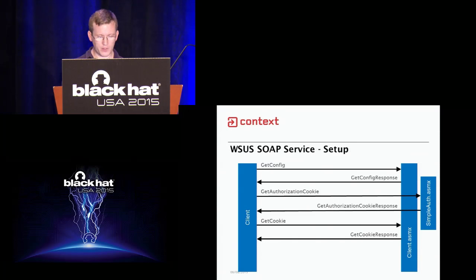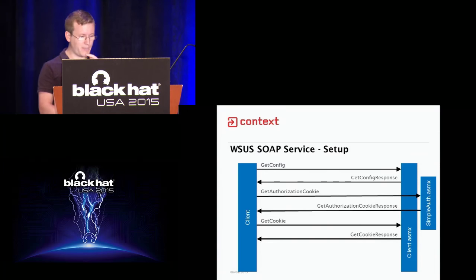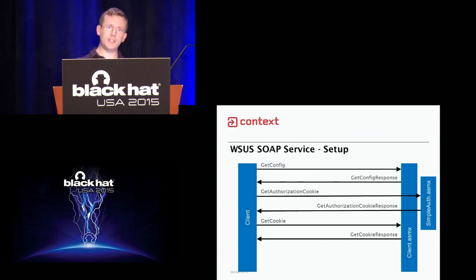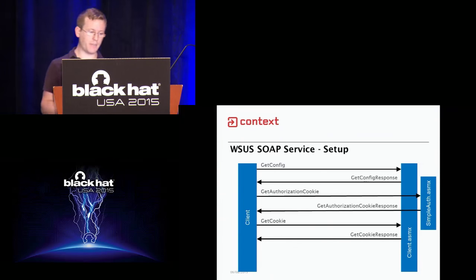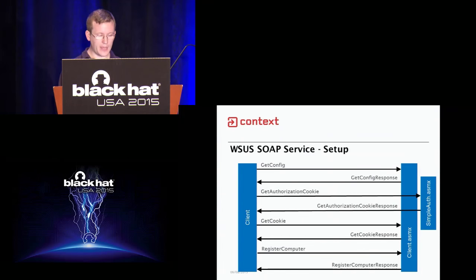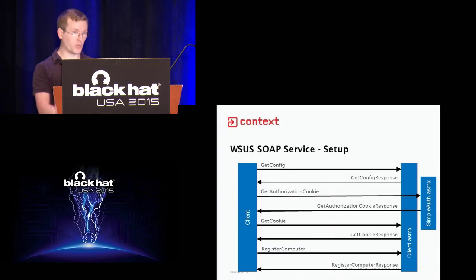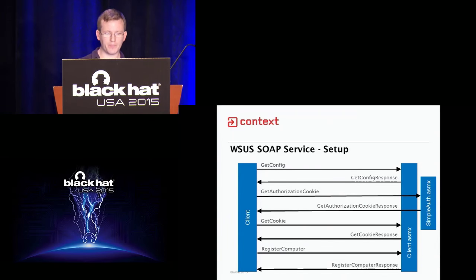So the client gets this authorization cookie. It then exchanges it for another cookie. I don't know why. But the second cookie is really important because you need it for all the subsequent requests. And then the computer registers itself. So essentially it says, this is the OS I'm running, this is my computer name, and so on, a few other details. And then the server associates those computer details with the cookie, and then from then on it knows what machine it's talking to. So all this normally happens just once, unless the cookie expires or so, and these calls don't happen that often.